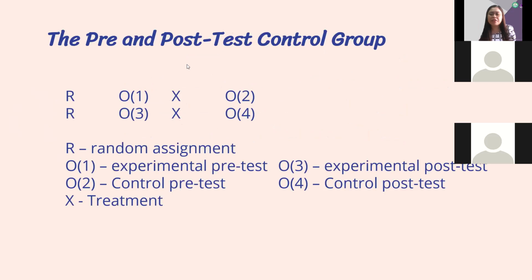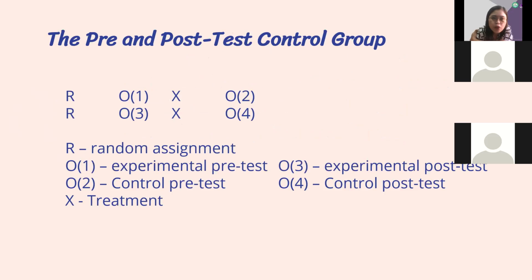Pag ang study nyo, class, ay pre- and post-test control group, meron kang dalawang grupo. Actually, 2 or more groups. 2 or more groups kasi you can have the negative control and the positive control. But in this case, ang binigay ko lang 2 groups lang.